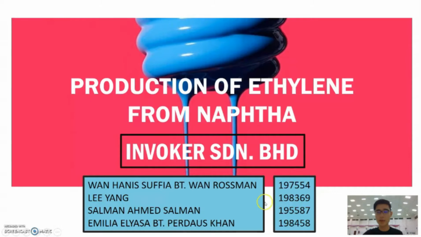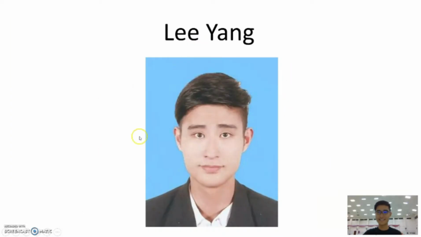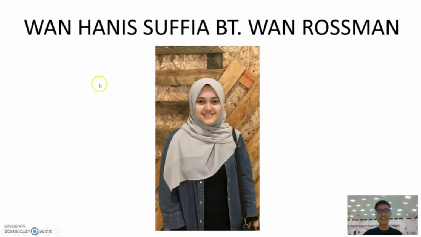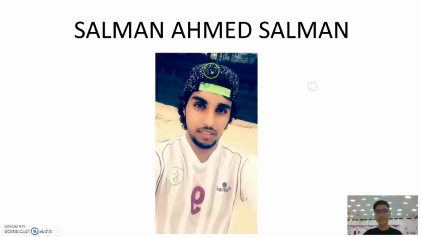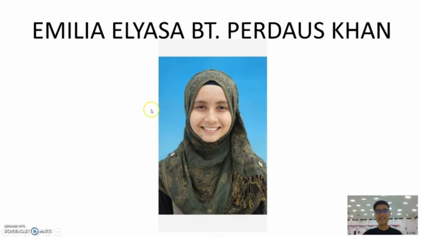My name is Liang. My metric number is 198369. My three other group members are Hanis Sofia binti Rosman, her metric number is 197554; Ahmed Salman, his metric number is 195587; and Emilia Eliasa binti Perdauskan, her metric number is 198458. And this is me. And this is Hanis, Hanis Sofia binti Rosman. And this is Salman. And this is Emilia.